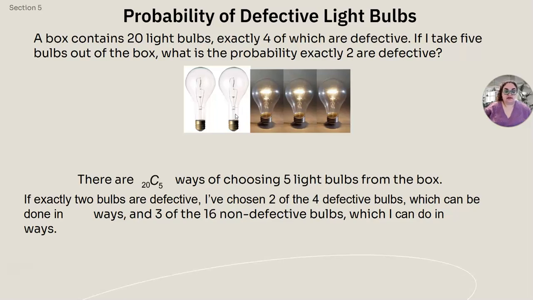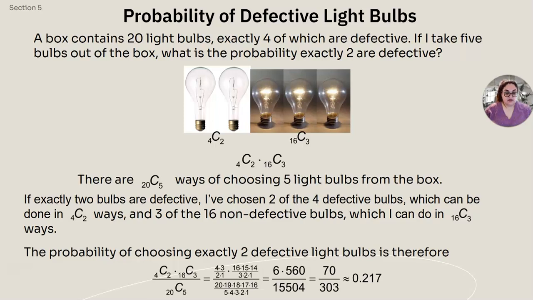If exactly 2 are defective and I choose 2 of the 4 defective light bulbs, that can be done as 4 choose 2. So there are 4 that I know are defective. I happen to choose 2 of them. That means the other 3 that I chose came from the non-defective light bulbs, which is 16 choose 3. If I multiply those together, I can get the probability of choosing both of them. But then I also have to divide that by the total probability of choosing those 5.